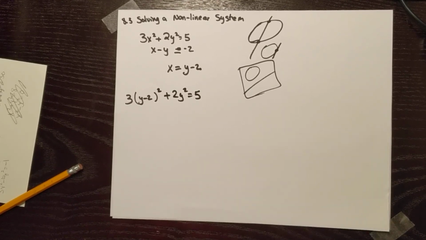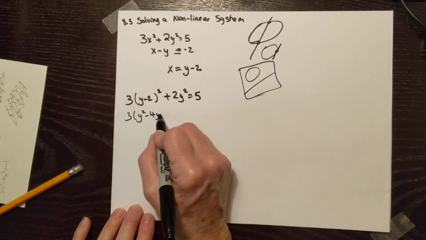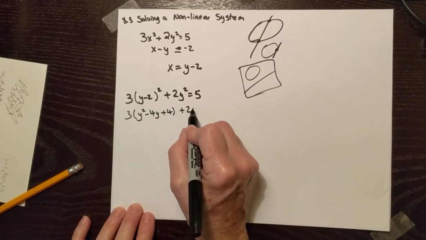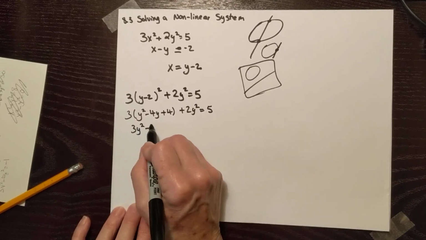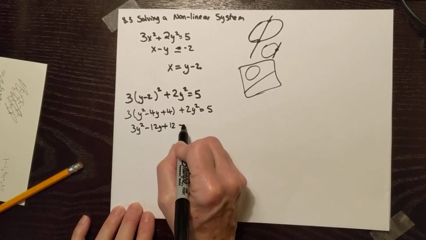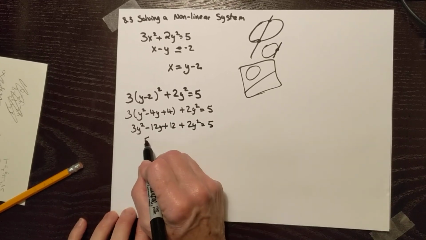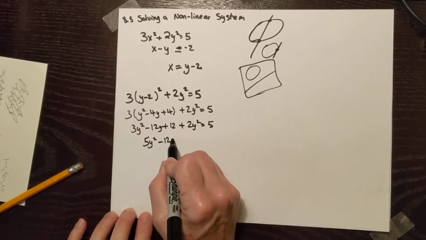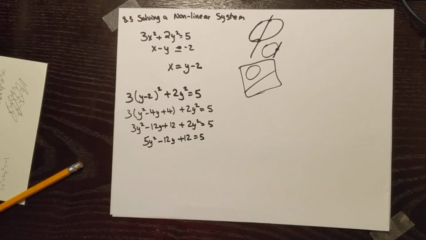Then I'm going to use order of operations to try to simplify this. So y minus 2 squared is equal to y squared minus 4y plus 4, plus 2y squared is equal to 5. I'm going to distribute: 3y squared minus 12y plus 12 plus 2y squared is equal to 5. I'm going to combine like terms. 5y squared minus 12y plus 12 is 5. I see that I do not have a linear equation, but I've got a quadratic equation I need to solve. So I need to solve it by a quadratic method.